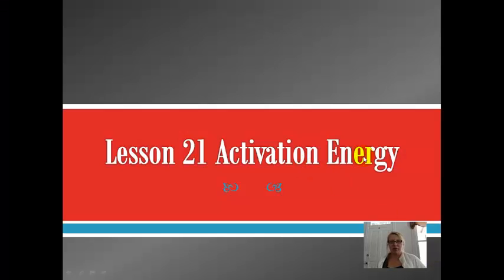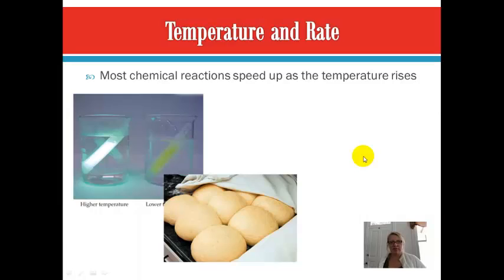This is lesson 21, activation energy. So we know that temperature usually causes a reaction to speed up. For example, if you put a glow stick in hot water as opposed to cold water, or if you're making bread, you usually put your dough on top of the oven in order to rise because it helps the yeast to react faster.